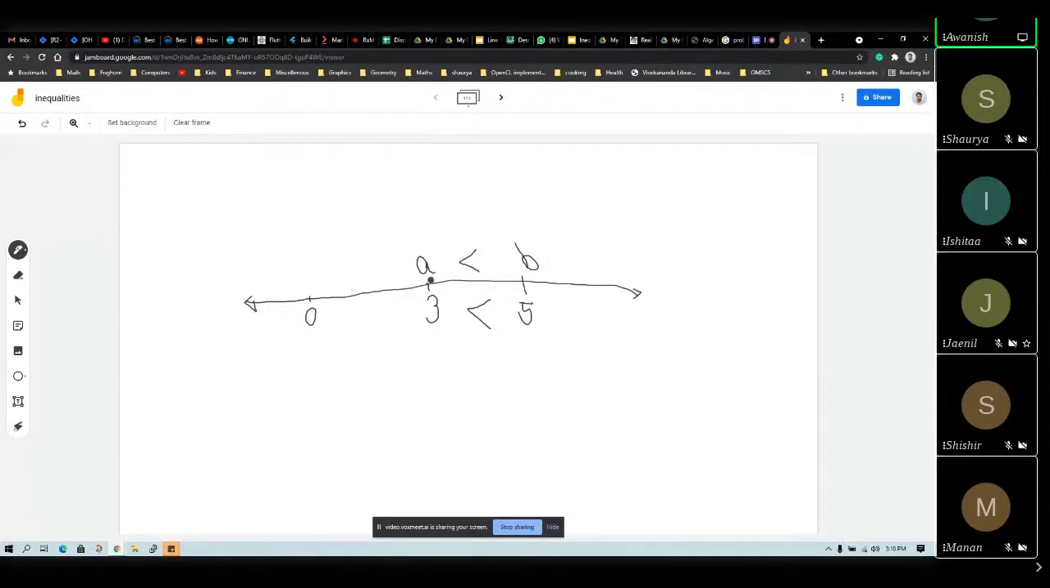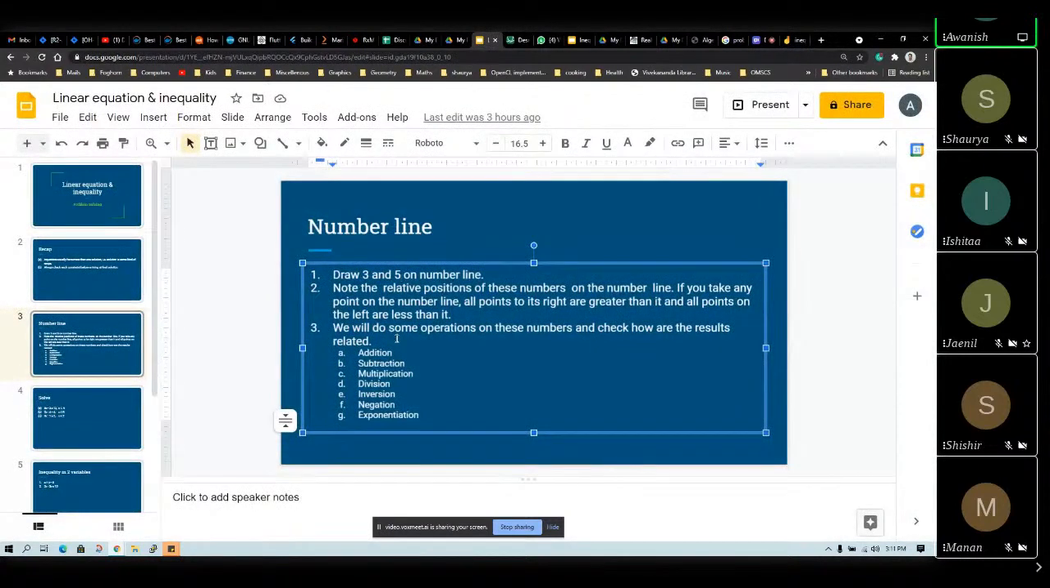Most of the questions in this slide will need us to answer the relationship, as to which is greater and which is smaller. And we are going to do operations. The first operation is addition. If we add a number to 3 and 5, what will be the relation between the new numbers?